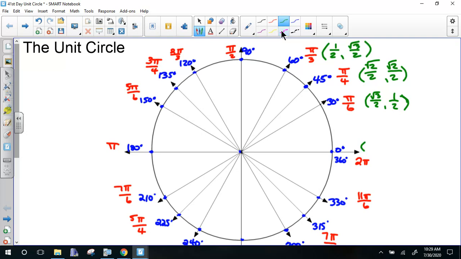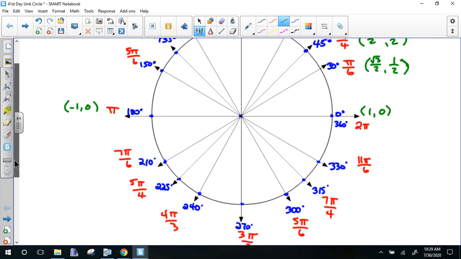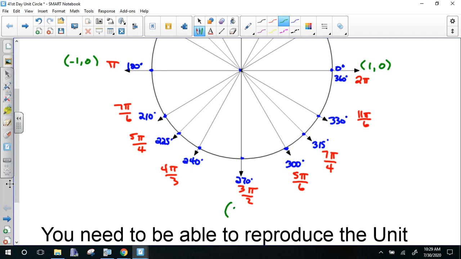This point right here, x value is 1, y value is 0. Up here at 90 degrees, we go 0 left and right, so 0 for the x, 1 for the y. Okay. This one over here at 180 degrees is -1, 0. Down here at the bottom is 0, -1.